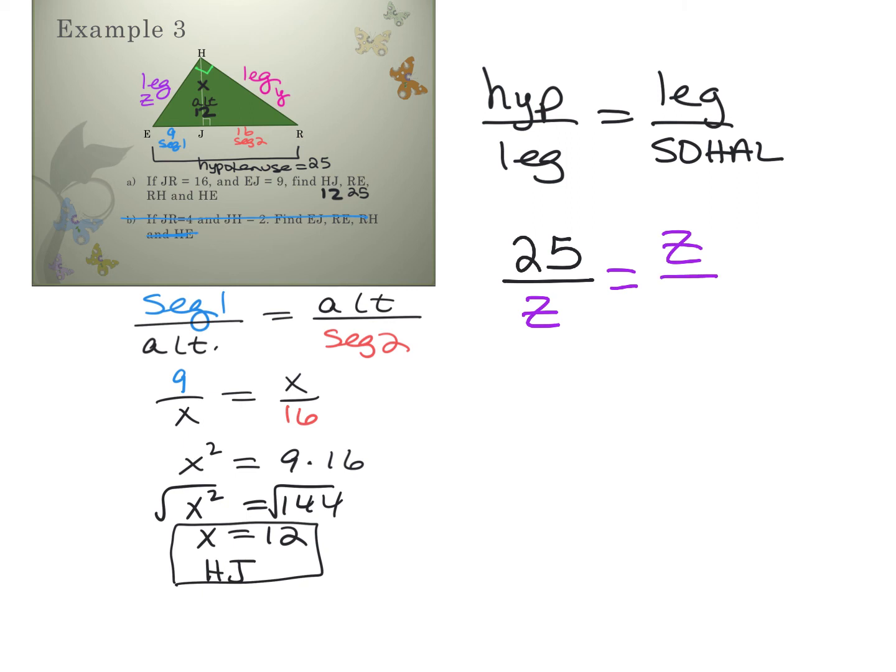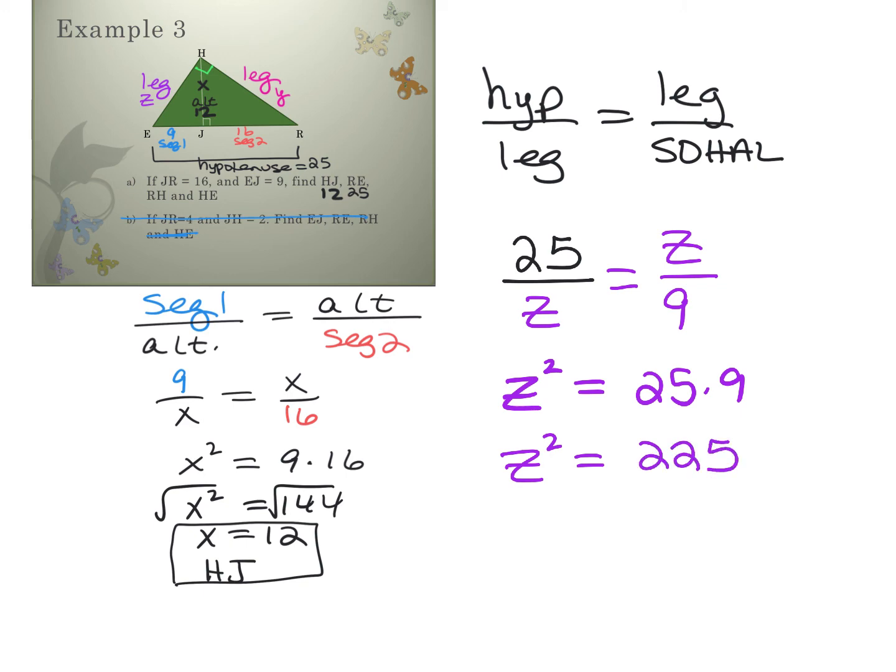The segment of the hypotenuse adjacent to that leg is the blue segment. So its Sohal is going to be the blue, and it's the 9. Again, I'm going to do the cross products here. Z times Z is Z squared. And then I'll do 25 times 9. These are both perfect squares, so I could just go ahead and multiply this, and I get 225, square root it, and I get 15.